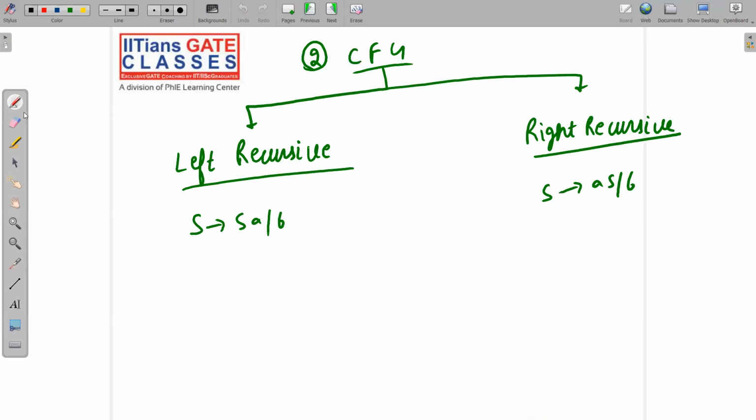Yeah. So the next category of grammars is, see, we have already done context-free grammars are of two types, ambiguous and unambiguous, and now we are doing the next categorization, that is left recursive and right recursive. Okay, and I think we should do this in the next class because this class is getting a bit longer. Okay, so let me stop it here only, and we will start the next class from this topic only.